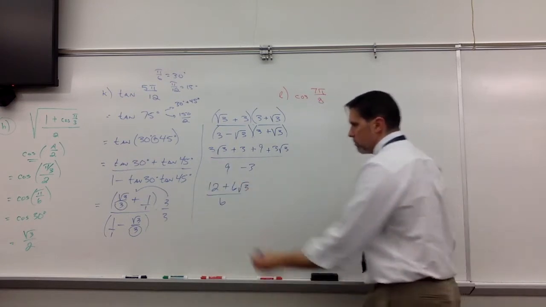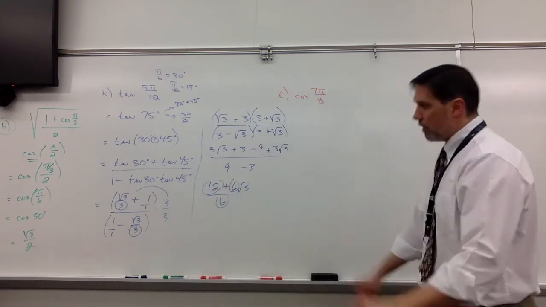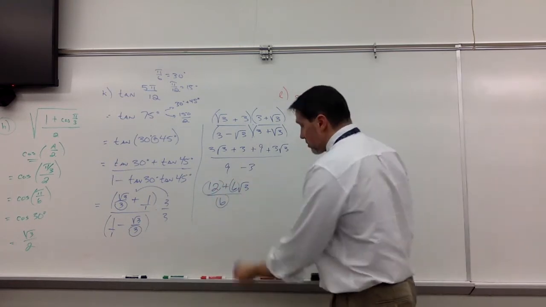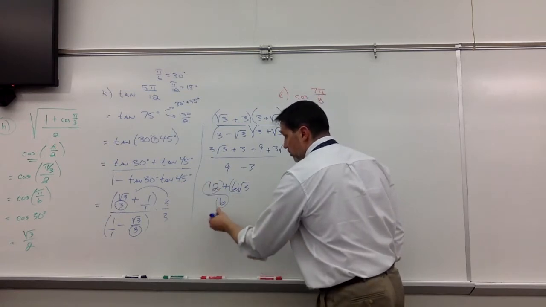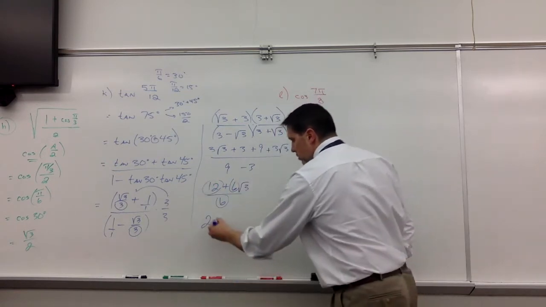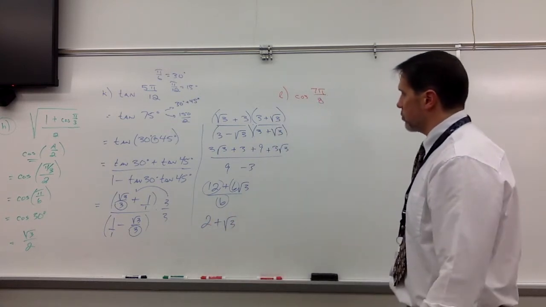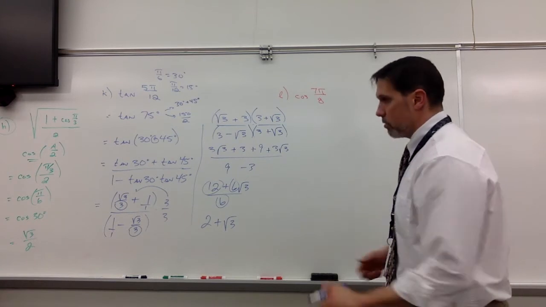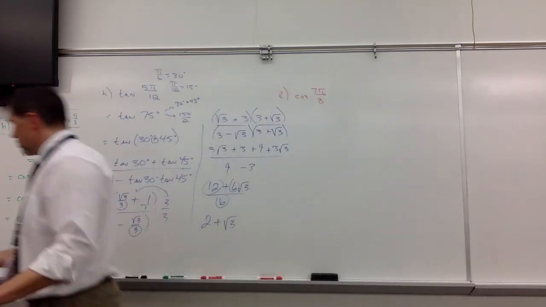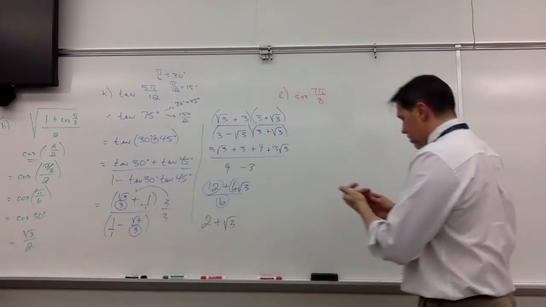But wait a minute. 12, 6, and 6 have a greatest common factor of 6, so divide them all by 6. So 6 into 12 goes 2 times. 6 divided by 6 is 1. So we get 2 plus the square root of 3. That should be the answer. I'm going to check. Yes, thank goodness.